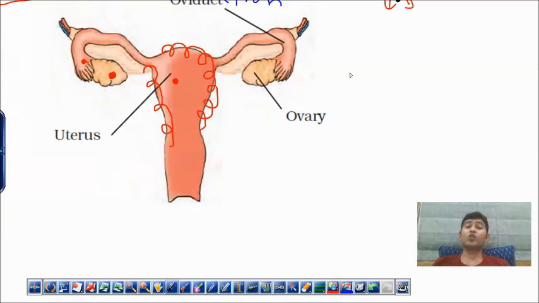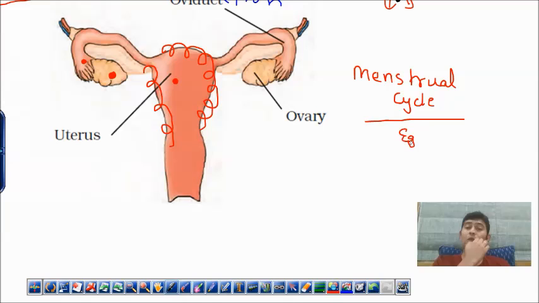That's called menstrual cycle. Menstrual cycle means every month blood comes out of uterus because the egg has to be thrown out because it is useless. इसको common language में बोलते हैं periods.